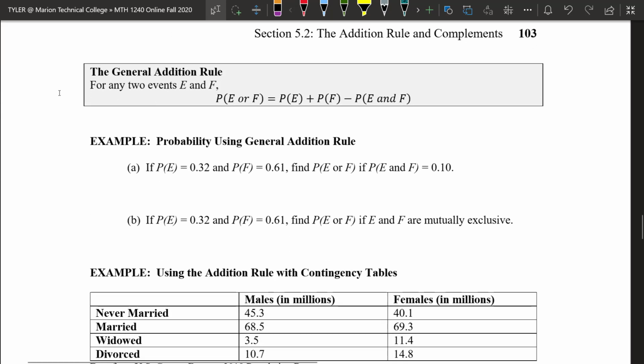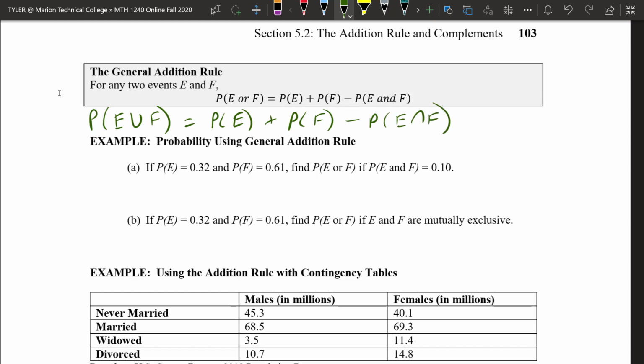So this general addition rule shows what we're talking about, in general. In other words, the probability of E union F is equal to the probability of E plus the probability of F minus the probability of E intersect F. So that's in general. We don't have to worry about whether the events are mutually exclusive or not. We can just use that rule.